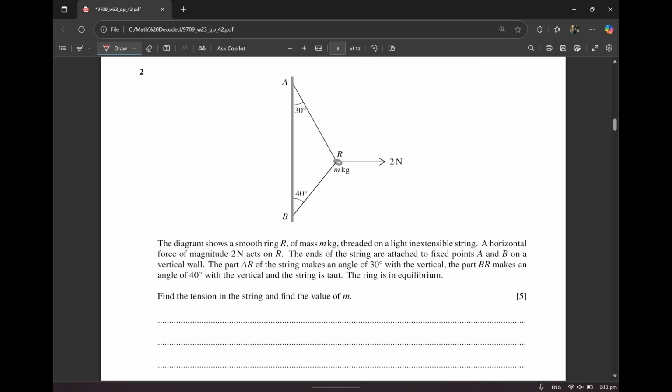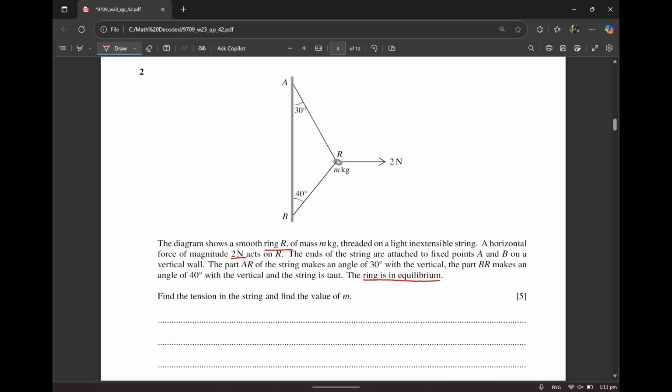All right, moving on to question number 2. It reads, the diagram shows a smooth ring R of mass m kg. Now this tells me that this question is about rings and rods. Threaded on a light inextensible string, a horizontal force of magnitude 2 newtons acts on R. The ends of the string are attached to fixed points. All right, it tells you the angles, and it tells you that the ring is in equilibrium. Find the tension in the string and the value of m.